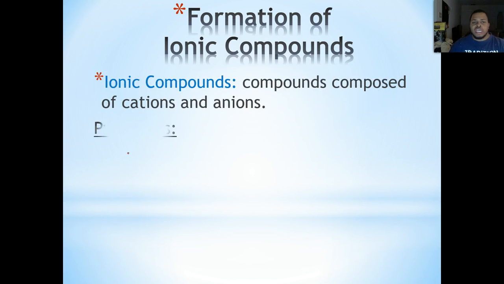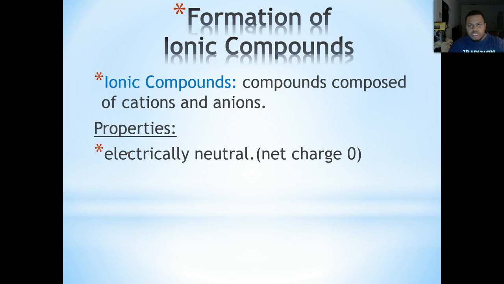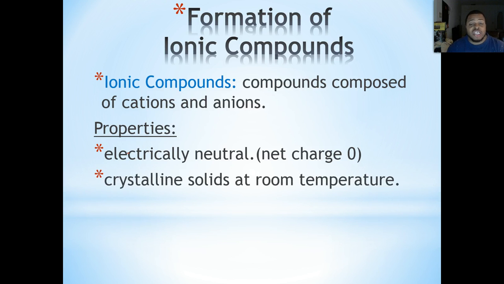So, ionic compounds are usually going to be composed of cations and anions. So, we talked about cations being the positively charged atoms and anions being the negatively charged atoms. Now, because of this, they're going to have a couple of different properties that we'll be able to observe and sort of look at over the next couple of days. Now, first property, they're going to be electrically neutral, or they have a net charge of 0. They're going to cancel out each other's positive and negative charges to be 0.